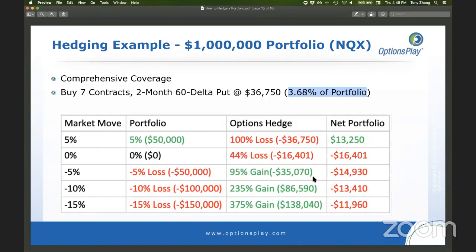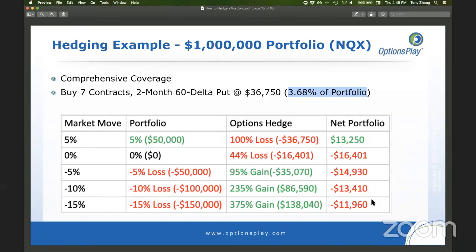Next, as you can see, as the market starts to move lower, even if the market moves 5% lower, I lose $50,000 on my stock portfolio, but I gain back 35 grand on the comprehensive insurance. So now I'm only risking about 14 grand. So instead of losing 50, I only lose 15. And if the market moves 10% lower, I make $86,000 back. So I'm now only down 13 grand. And as the market moves 15% lower, I make $138,000 back. So now I'm only losing $11,000.